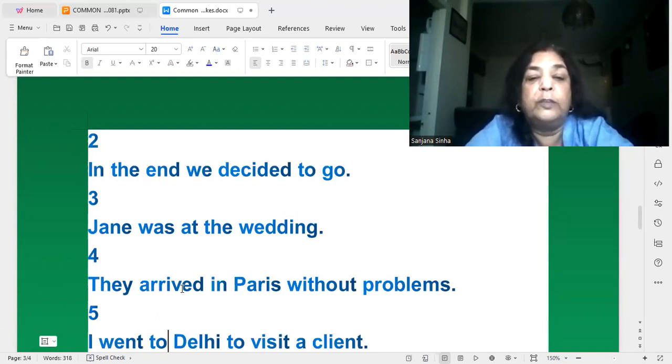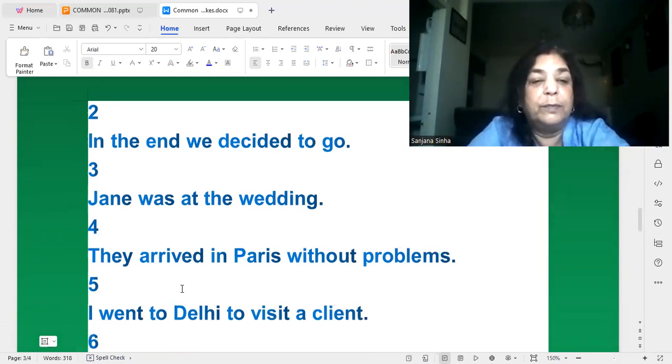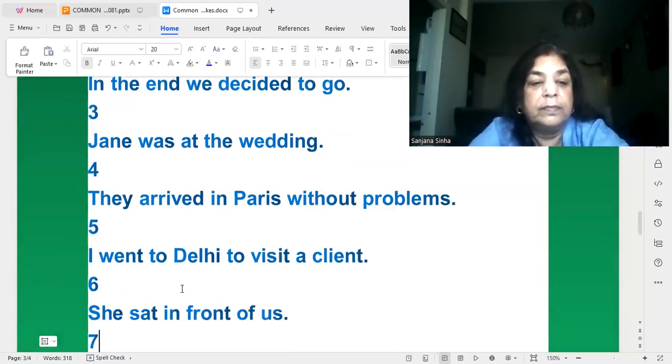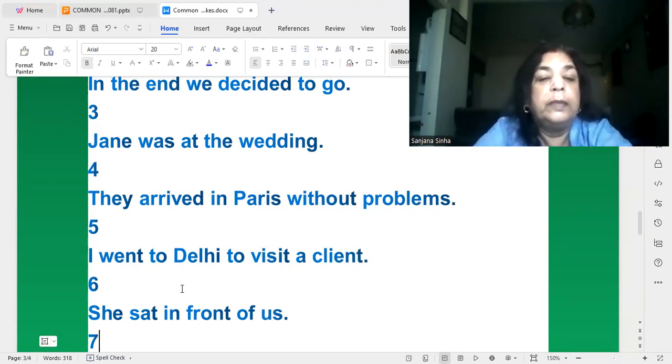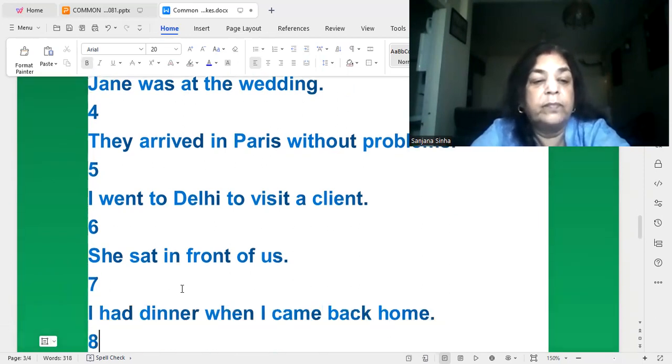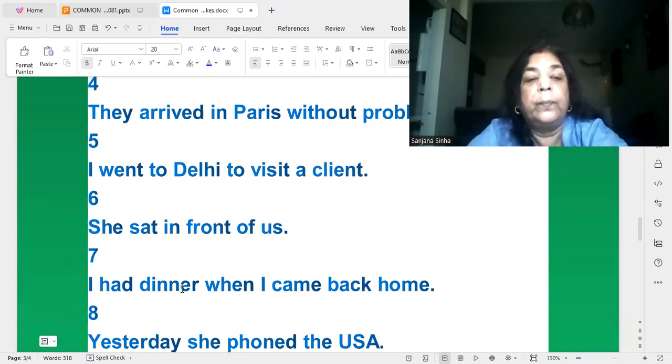They arrived in Paris without problems. Okay, you want to go to Paris? They arrived in Paris without problems. I went to Delhi to visit a client. She sat in front of us. Wo mere samne baithi. I had dinner when I came back home. I had dinner when I came back home from office. I had lunch when I got home.